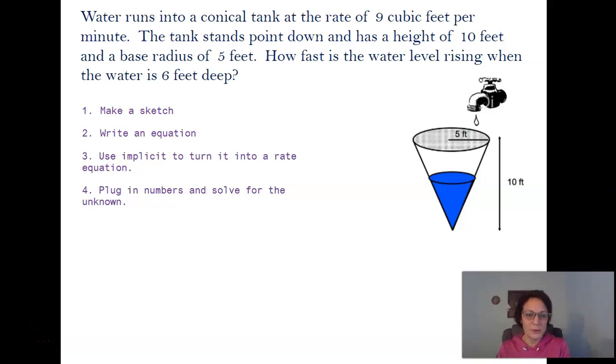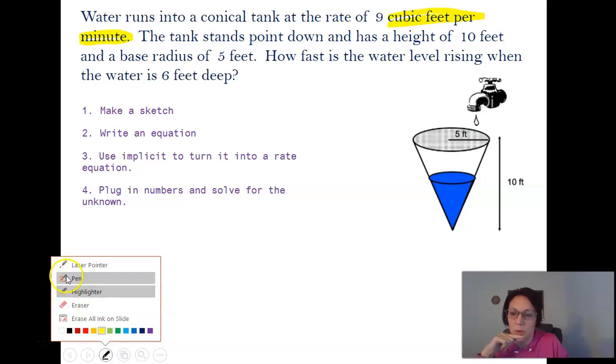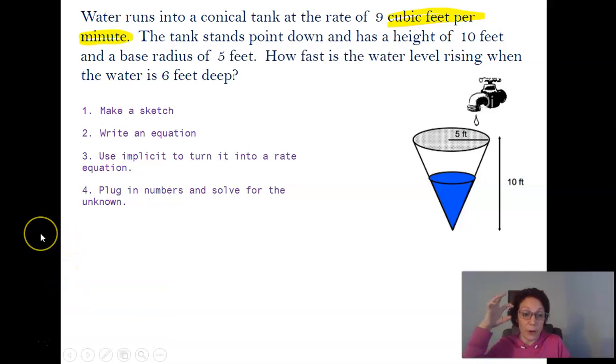The first thing we know, well, let's read the question. It says water runs into a conical tank at a rate of 9 cubic feet per minute. Those units are pretty interesting. Cubic feet per minute. Hopefully you recognize those units. Anything cubic is going to be a volume, so they're giving us a rate of volume. They're telling us the rate at which water is pouring into the tank. Again, it's a volume per minute. So 9 cubic feet per minute.